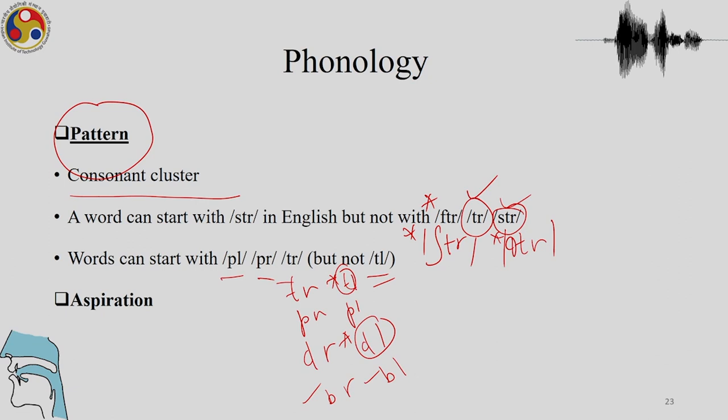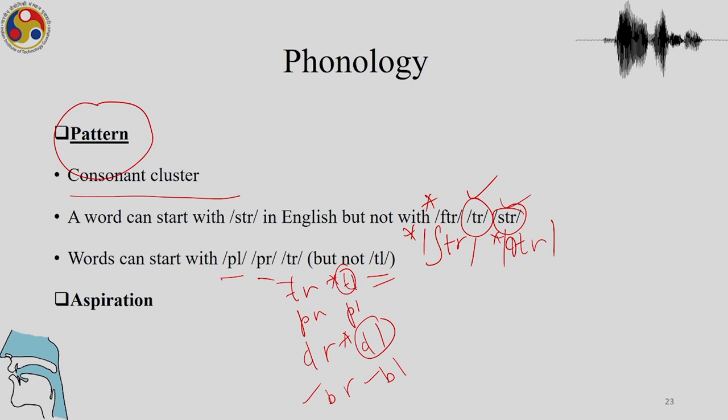Why does this happen? Why will we not get words in English which start with tr but not with tl, or start with pr and pl and dr but not with dl, but both br and bl are possible? What makes these patterns possible?